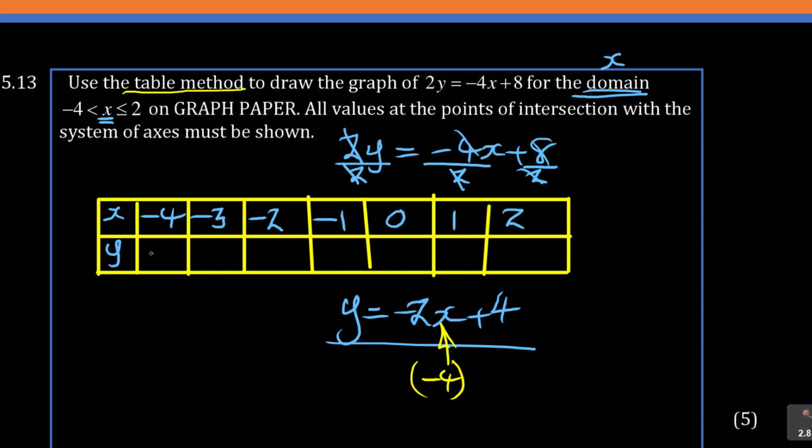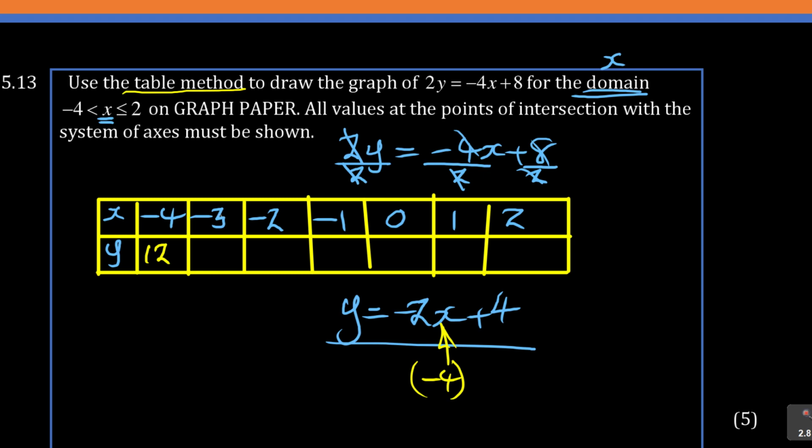Let me just do it again. Minus 2, bracket, negative 4, close the bracket, and then plus 4. It gave you a 12. So let's start there, say 12.